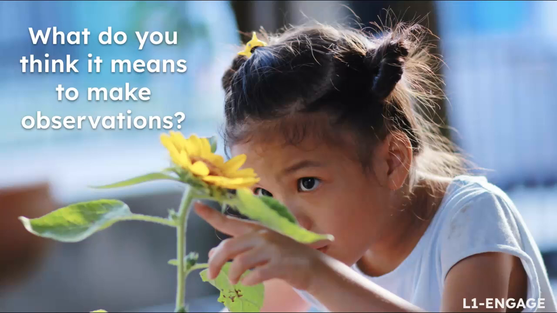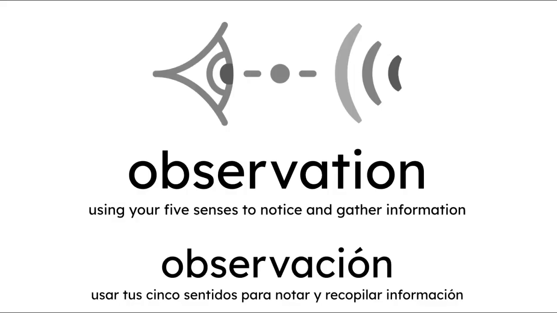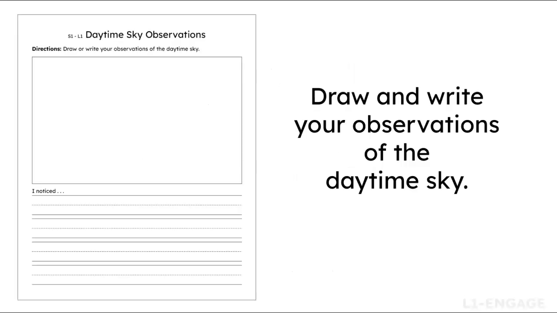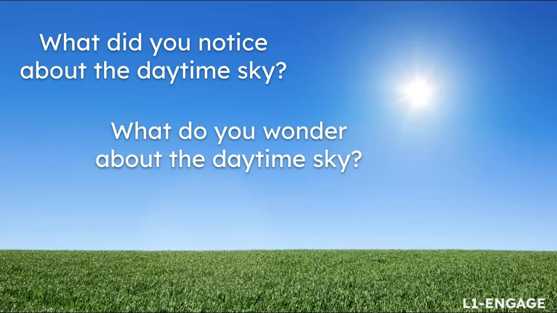You'll then tell students that you're going to go outside to observe the daytime sky and ask them if they know what it means to make observations. You can post and discuss the observation vocabulary card. Before going outside, you'll show students the Daytime Sky Observation Student Journal page. You'll then take students outside and allow them 10 to 15 minutes to record their observations. You'll then bring them back inside to discuss their observations and questions.